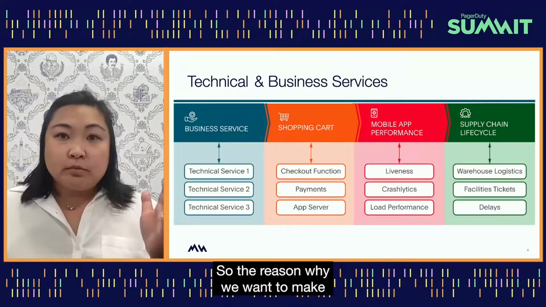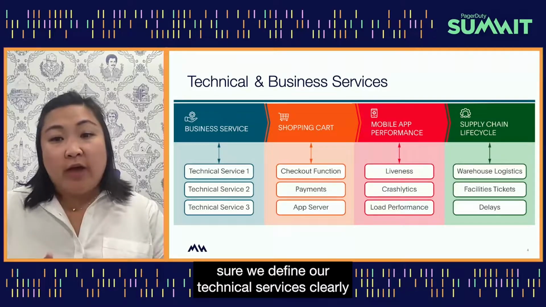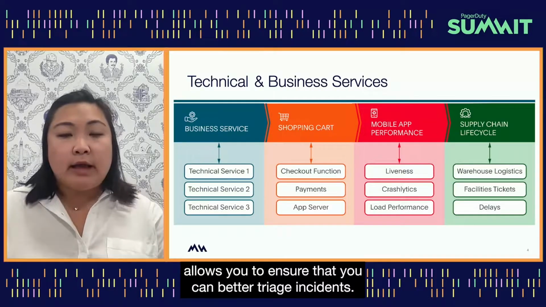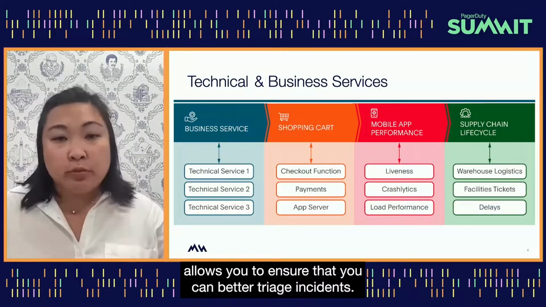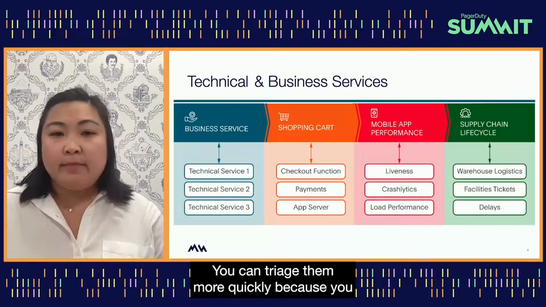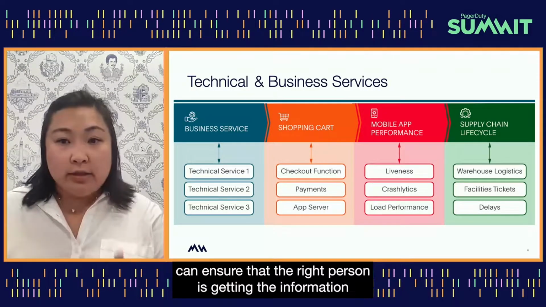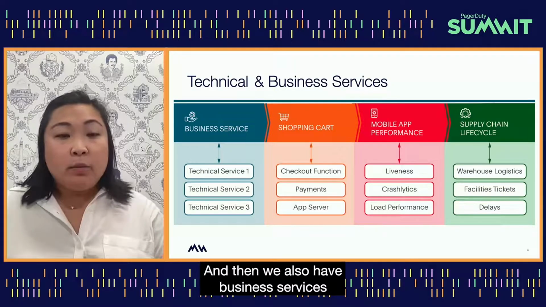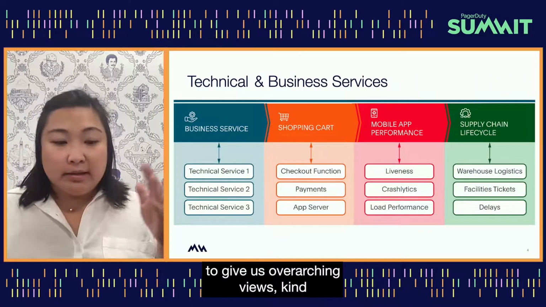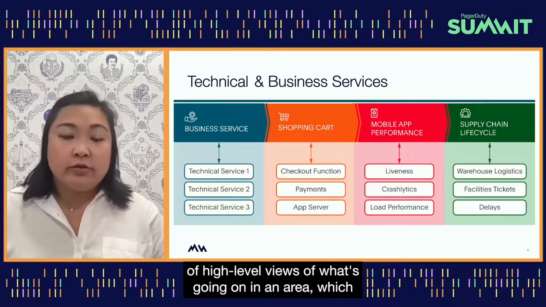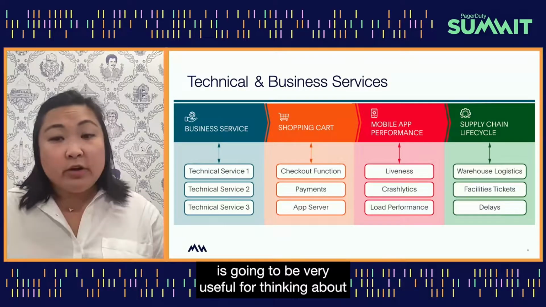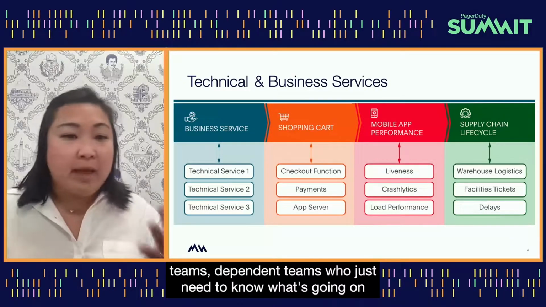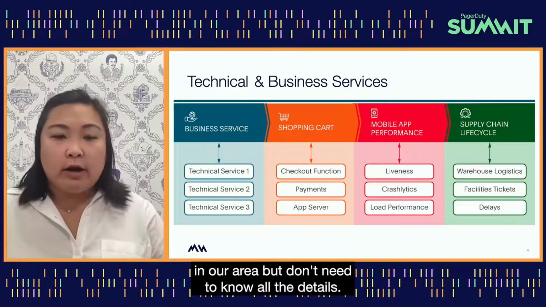So the reason why we want to make sure we define our technical services clearly and intentionally is because that allows you to ensure that you can better triage incidents. You can triage them more quickly because you can ensure that the right person is getting the information that they need, the relevant information that they need in a timely fashion. And then we also have business services to give us overarching views, kind of, high level views of what's going on in an area, which is going to be very useful if we're thinking about our stakeholders, our customer support teams, dependent teams who just need to know what's going on in our area but don't need to know all the details.